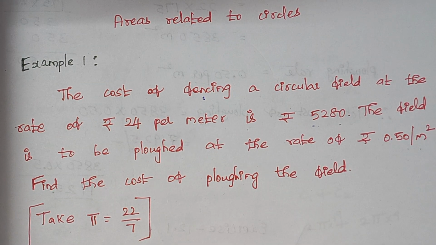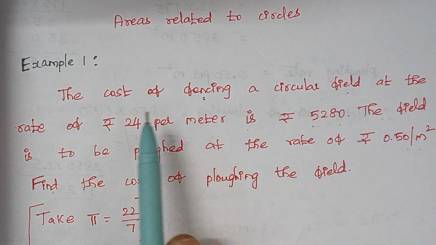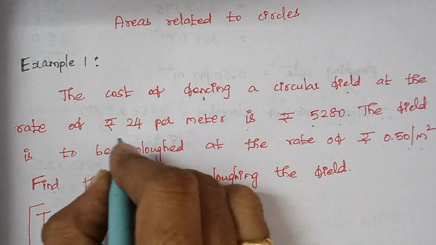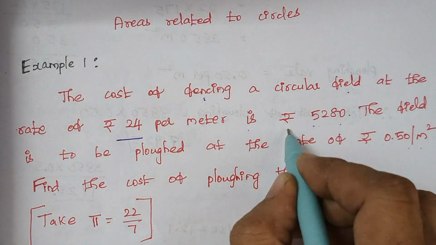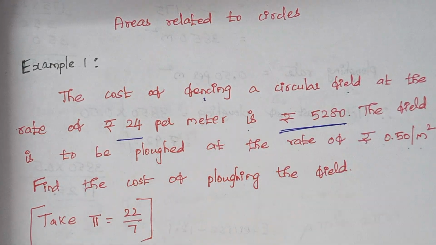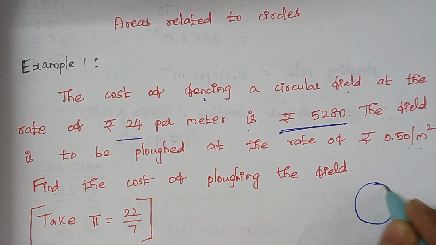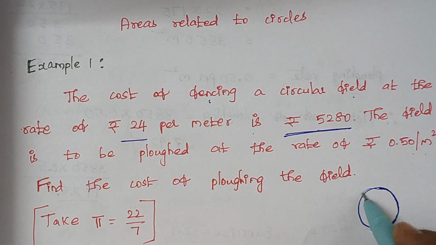Here the key thing is, we have a circular field, and the cost of fencing the circular field is 24 per meter. The total cost is 5280. Where will the fences be? They will be in the outer part. Can you guess? Fences will be placed at the circumference.